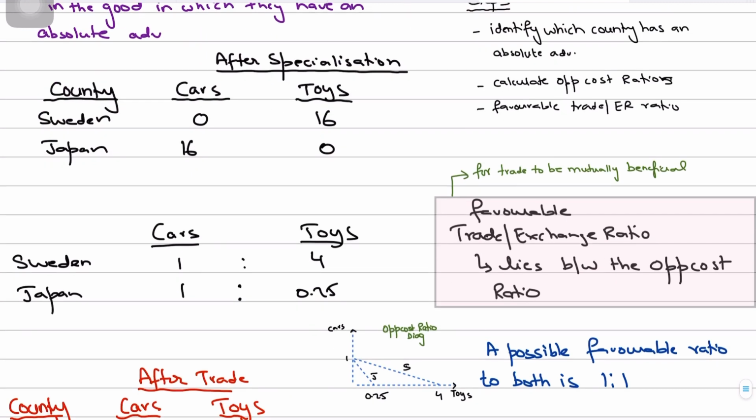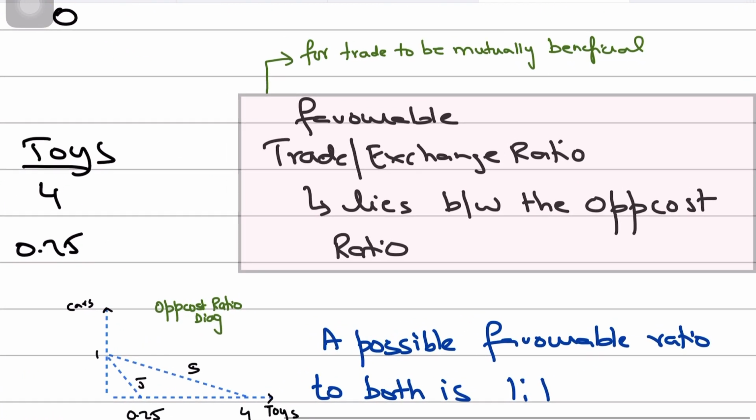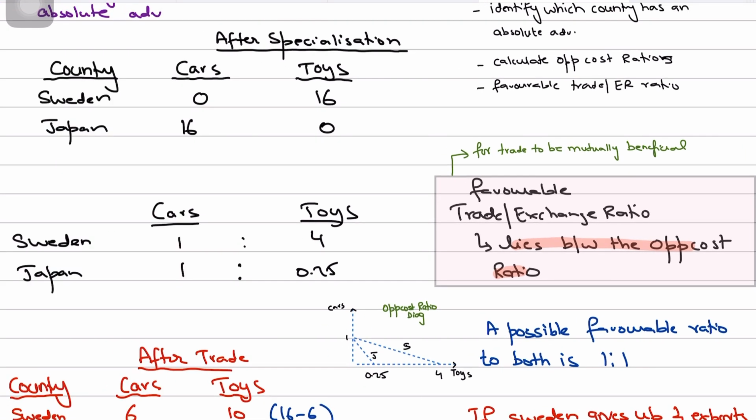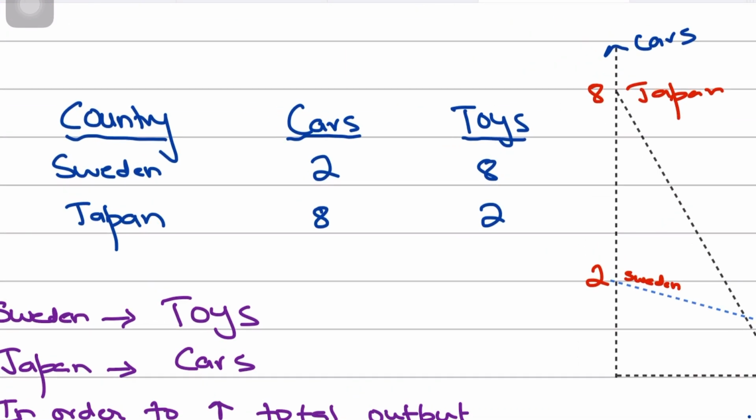should lie between the opportunity cost ratio. Which obviously means that once you've established that the exchange ratio or the trade ratio should lie in between the opportunity cost ratio, we need to first calculate the opportunity cost ratios. Right, now how will we do that? How will we calculate the opportunity cost ratio? It's very simple. It's simple math.